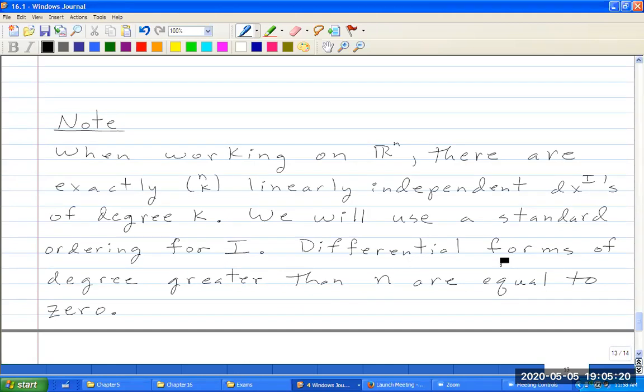Note the differential forms of degree greater than n are equal to 0. So if I have a differential form on R2, a 3 form on R2 is going to be 0. So we usually look at things that are less than that. Otherwise, they're going to be trivial.